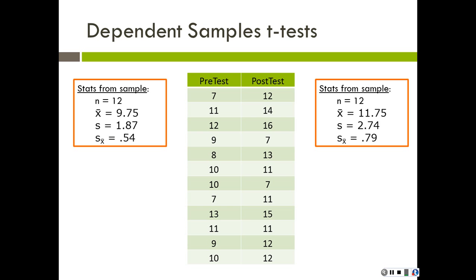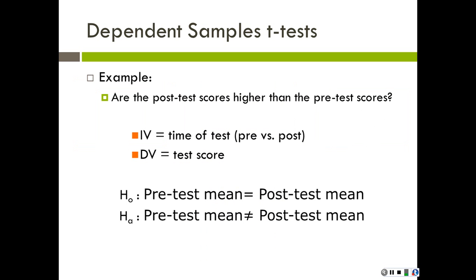But this difference that we can see in our sample, is it actually indicative of an actual difference that would exist in the population if they were to receive this intervention? Or is it just random fluctuation in the sample? So in other words, is this difference statistically significant? And that's where we have to go and do an actual dependent samples t-test to tell us whether this intervention actually works.